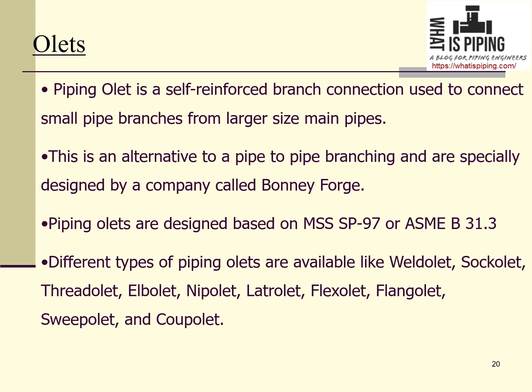Now OLETs. A piping OLET is a self-reinforced branch connection used to connect small pipe branches from larger size main pipes. This is an alternative to pipe branching and is specially designed by a company called Bonney Forge. Piping OLETs are designed based on MSS SP-97 or ASME B31.3. Different types of piping OLETs are available like weldolet, sockolet, threadolet, elbolet, nipolet, latrolet, flexolet, flangeolet, sweepolet and cubeolet.